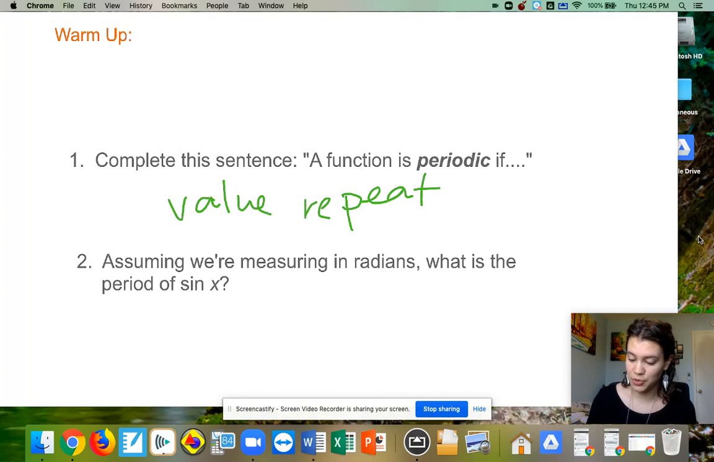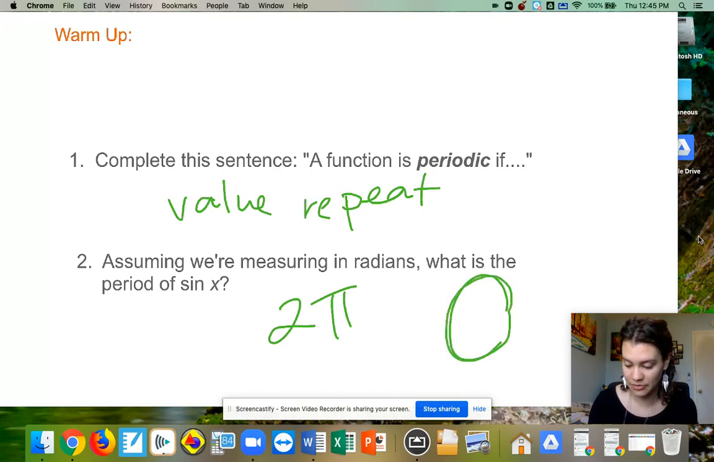So the next question, assuming we're in radians, what's the period of sine of x? The answer is 2 pi, because that's one time around the unit circle. And then you go another time around the unit circle, you're hitting those same values again and again.